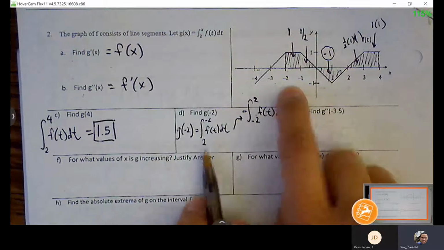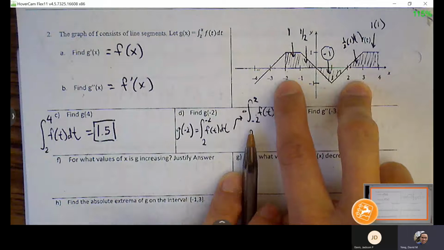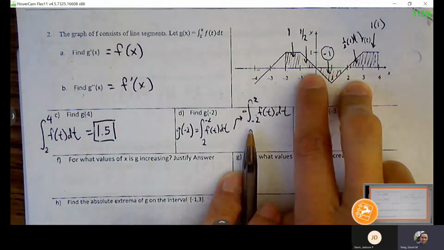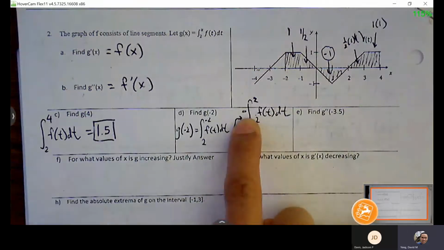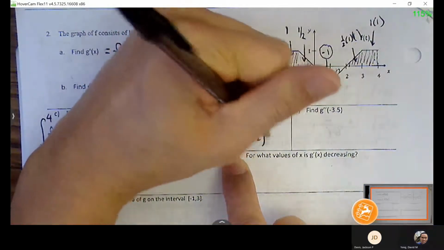Okay, so if I total those values up from -2 to 2, I'll get 1 minus 1 plus 1/2, which is 1/2. But then there's a negative that I pulled in front, so that's going to get me -1/2.